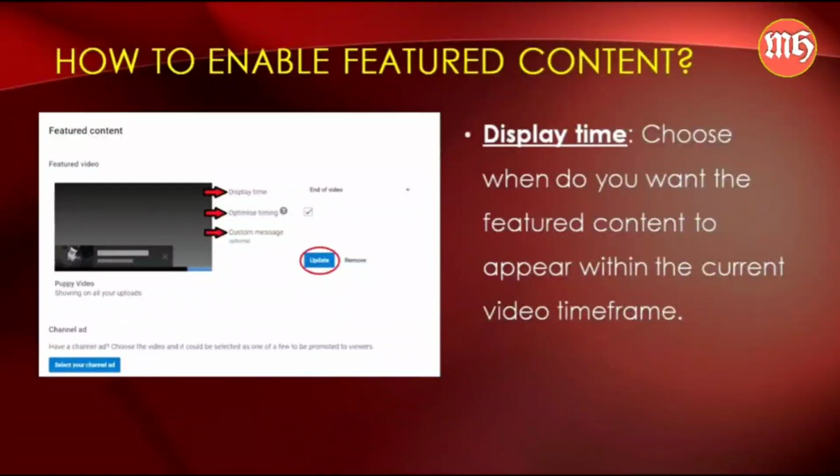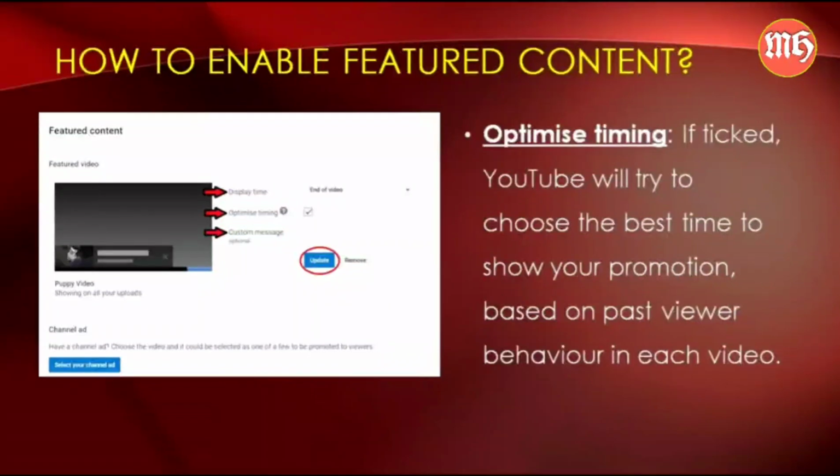First is display time. You can choose and specify when exactly you want the featured content to appear within the current video time frame. As for optimized timing, if you decide to tick this box, YouTube will try to choose the best time to show your promotion based on past viewer behavior in each video.